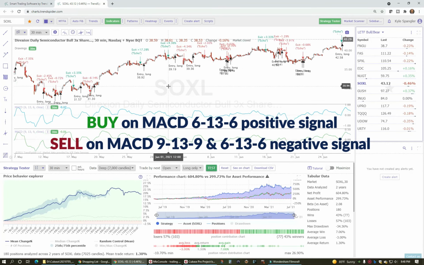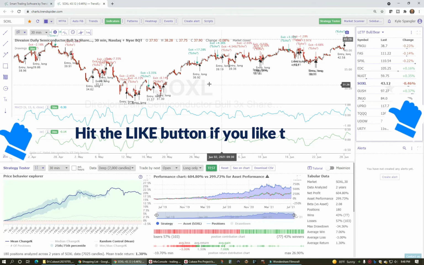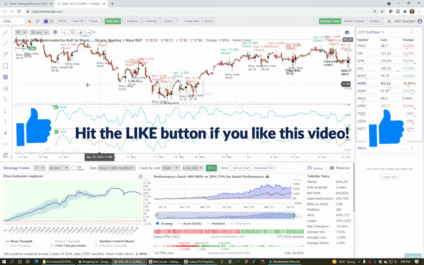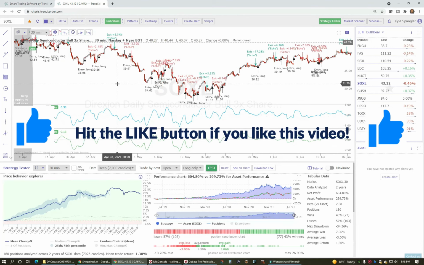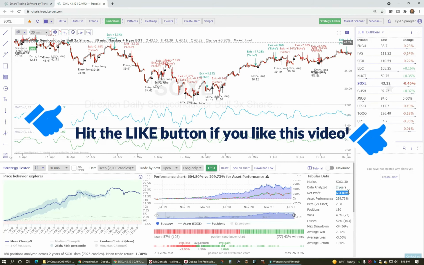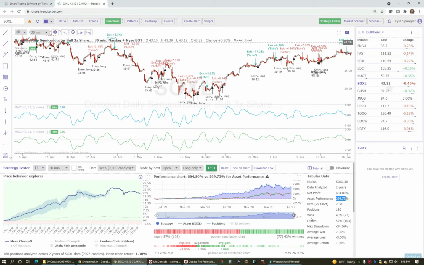I'm not going to get into a bunch of the specifics on how the strategy works, but it's a pretty good strategy on the 30-minute time frame for leveraged ETFs. You can see here it outperformed the index double. So the asset buy and hold performed 300%, and then the strategy performed 600%, and that was over the last 2 years. So this is the strategy without any trailing stop loss.